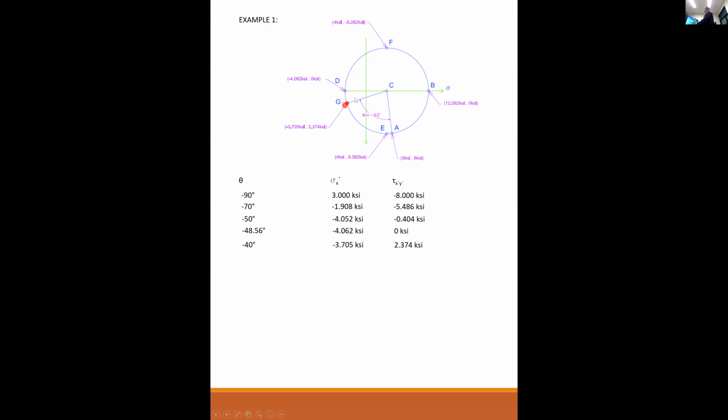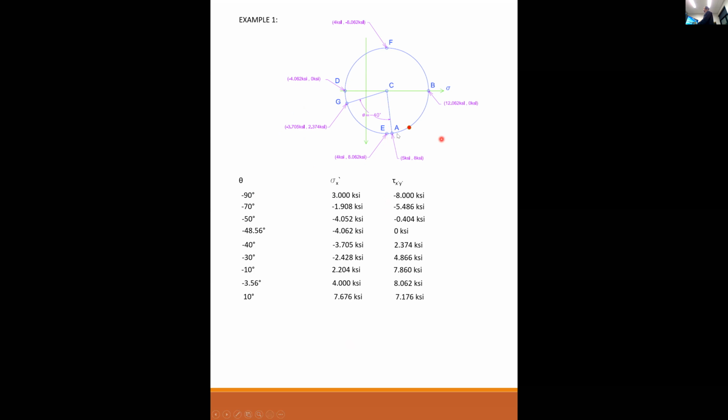Minus 40 is here. We just solved for that. Minus 30 is here. Minus 10 is here. And you can see here now our sigma x is on the positive side. So we're over here on the positive side now. And our tau is very positive. It's almost at the maximum. At minus 3.56 degrees, we have our average sigma stress and our maximum shearing stress. So we're now at this point E.